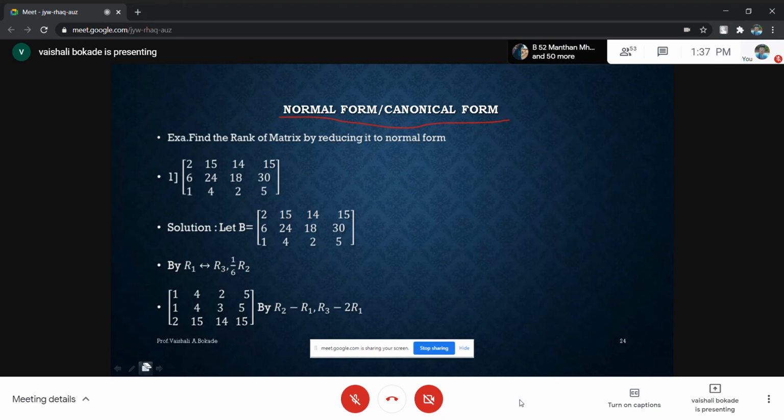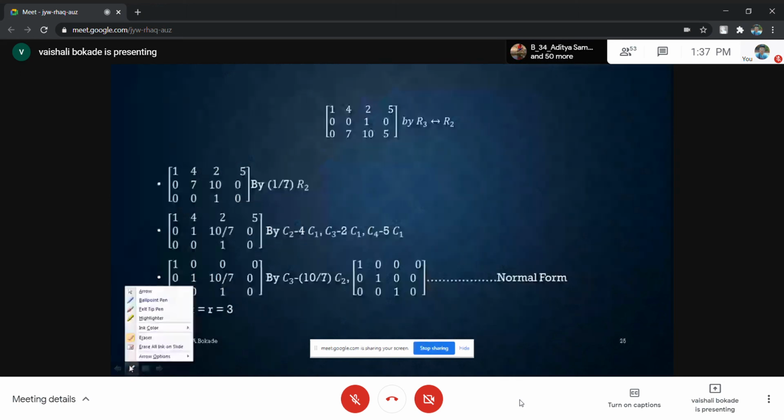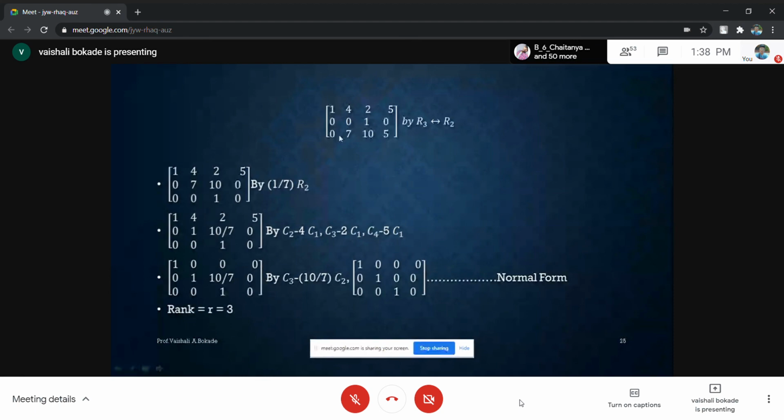Let us go for the slide. See, I'm having the R2 entry as 0, 0, 1, 0. The R3 entry I'm having 0, 7, because I went for R3 minus twice R1. So this I'm getting in R3 here.